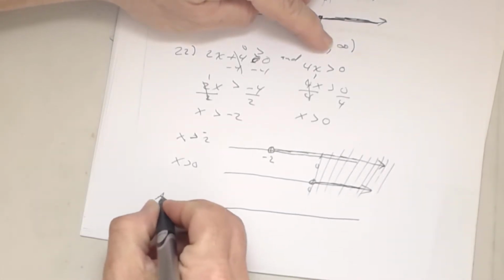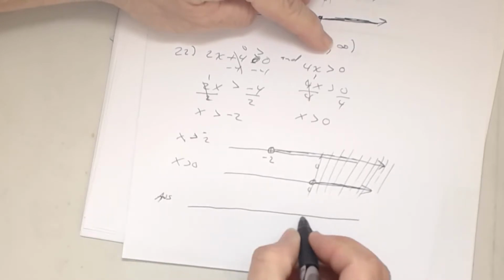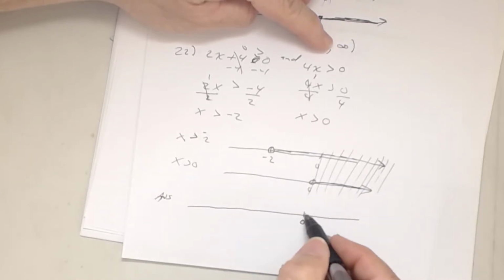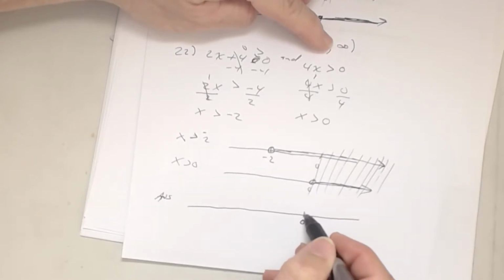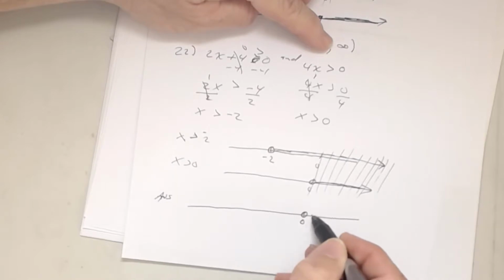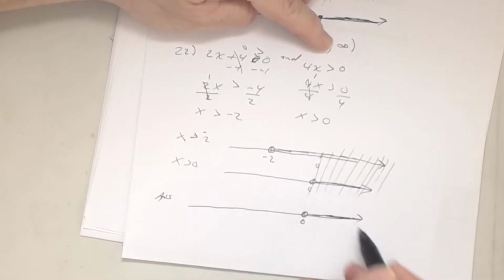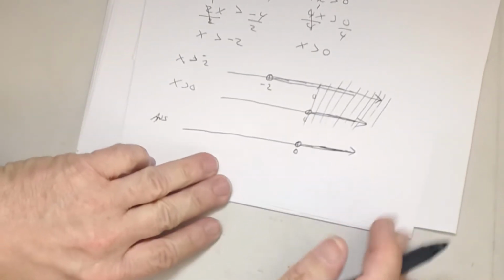So your answer, right, let's do the graph first. It'll be 0, open or closed? Open, because you see right here at 0, there's an open circle. Going to the right. So as an interval notation, what would the solution be?